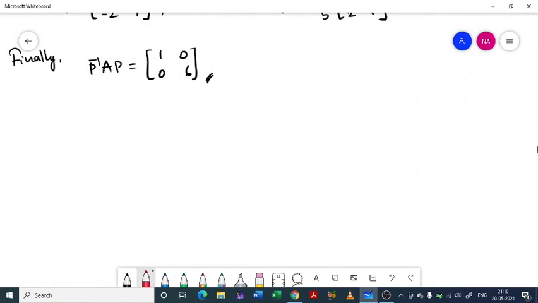So problem E. This one is almost similar to problem D, so you can take it as an exercise. Problem E: A is [[5, 4], [1, 2]]. Take this as an exercise. This is almost similar to problem D, so you can solve it later.